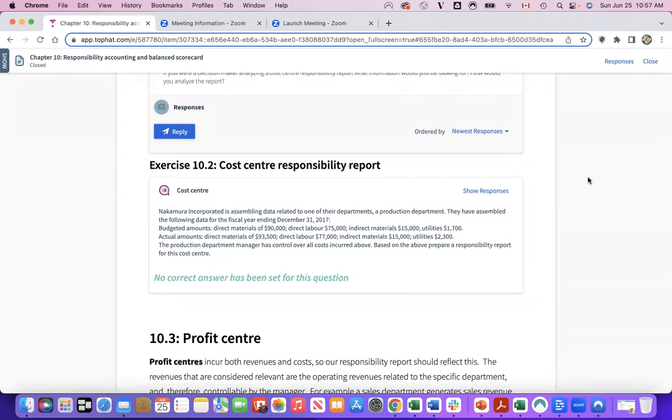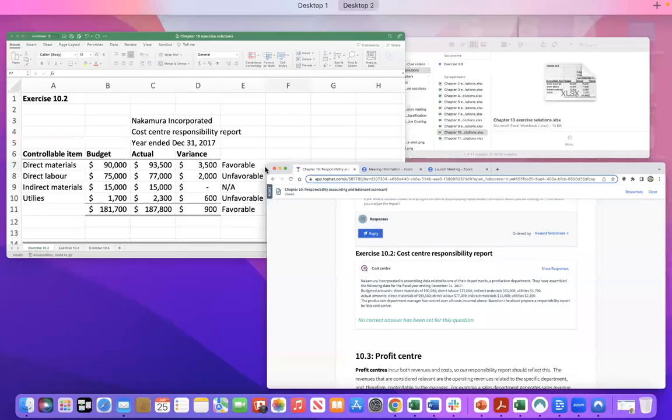So budgeted amounts were direct materials of 90,000, direct labor of 75,000, indirect materials of 15,000, utilities of $1,700. The actual amounts were direct materials of 93,500, direct labor of 77,000, indirect materials of 15,000, and utilities was $2,300. The production department manager has control over all costs incurred above. Based on the above, let's prepare a responsibility report for this cost center.